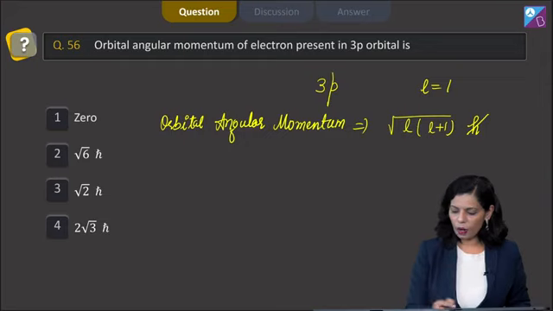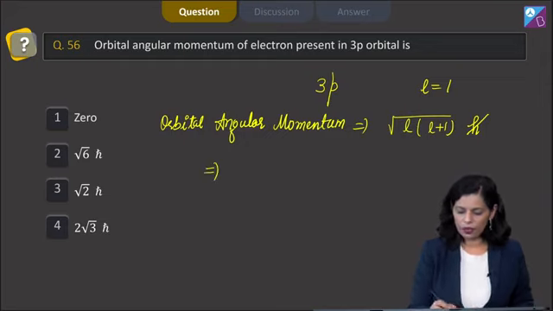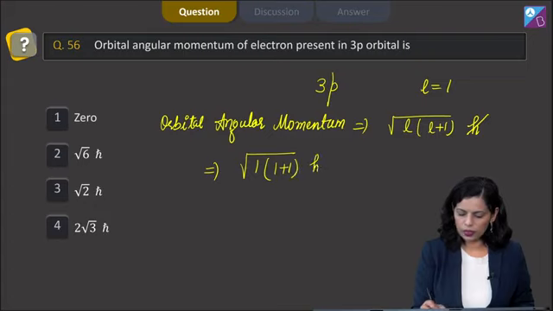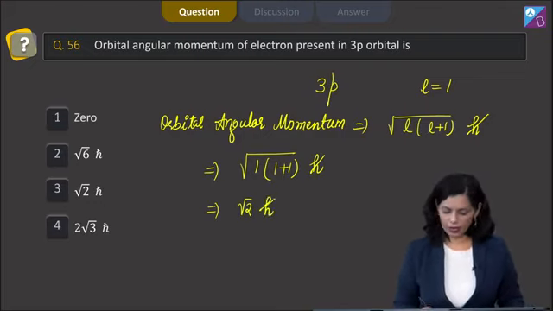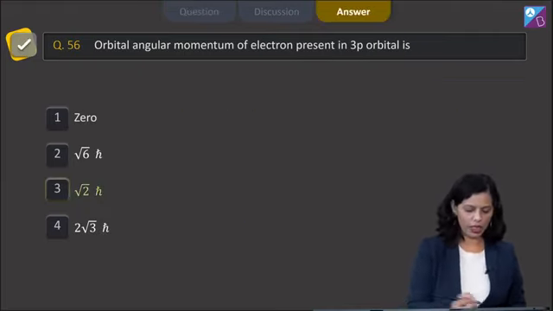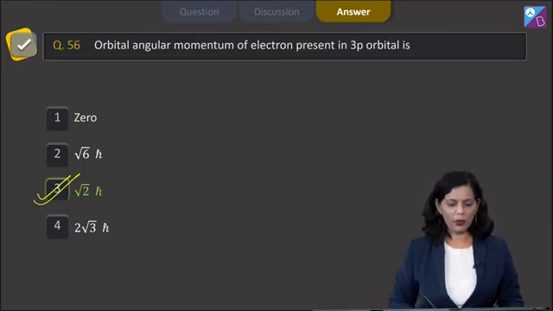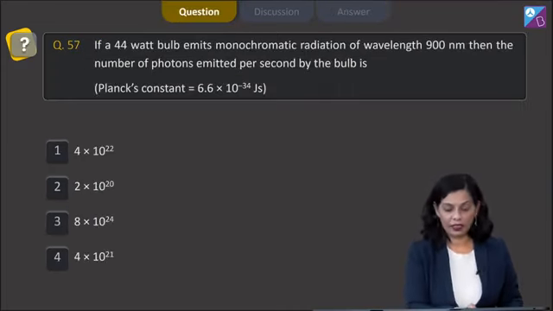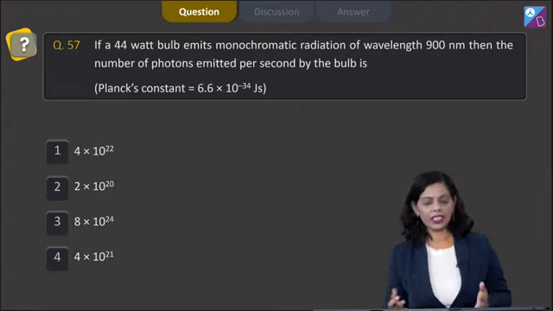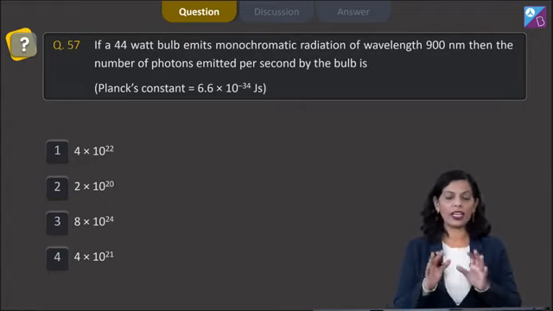Okay. Now I'm just keeping the values here. The value of L is 1, so root of 1 into 1 plus 1, times h cross, that is root 2 h cross. Where is this value given? Yes, it's clearly given in option number 3. So I'm just marking it as my correct answer. Now, question number 57. One by one we are taking questions and I hope you are correctly checking them one by one.